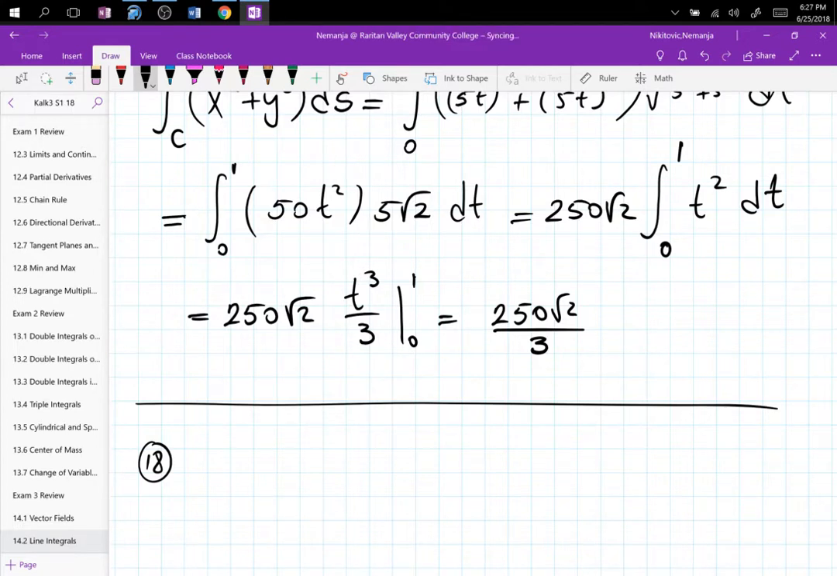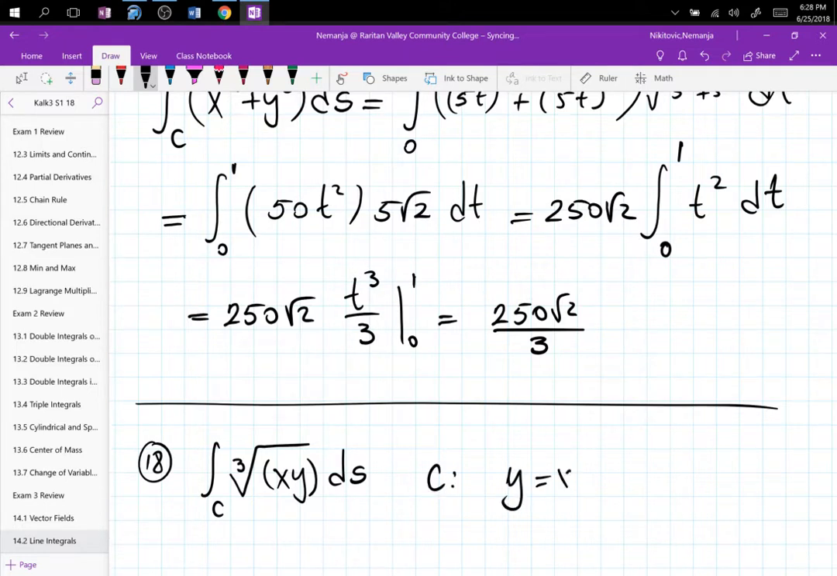So we are looking for the integral over the line C of xy to the 1/3 ds. They should have just said the cube root. I'm going to do that. So C is given with y is equal to x squared for x values between 0 and 1.